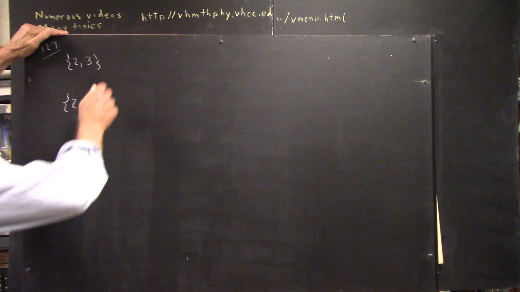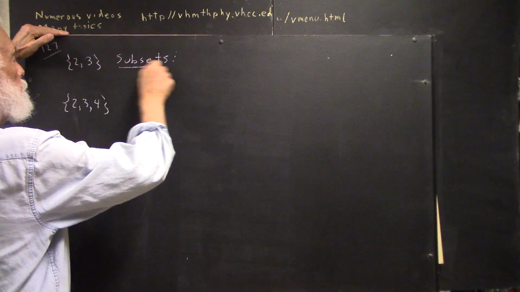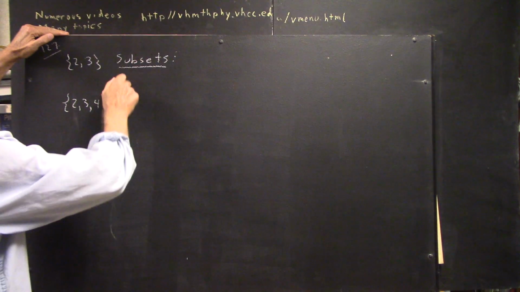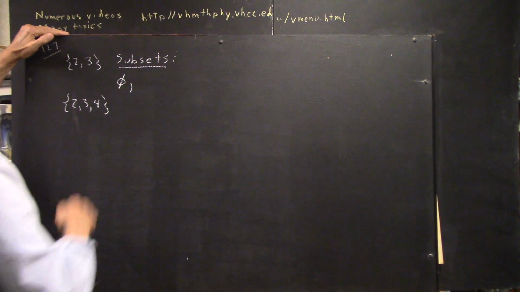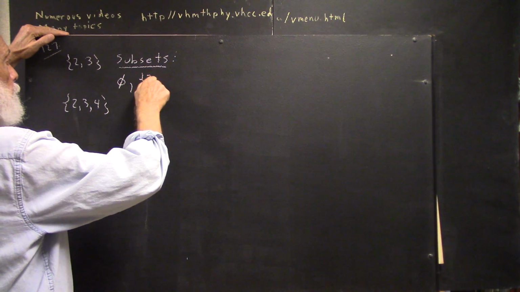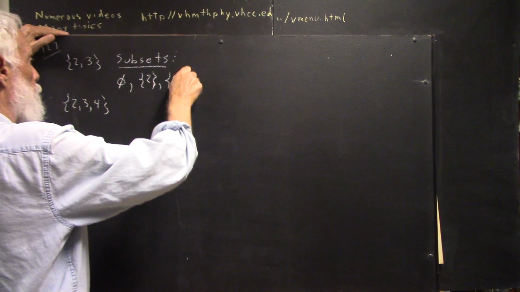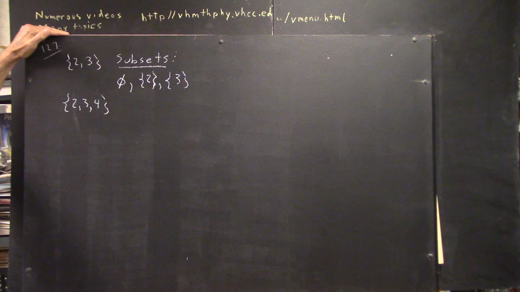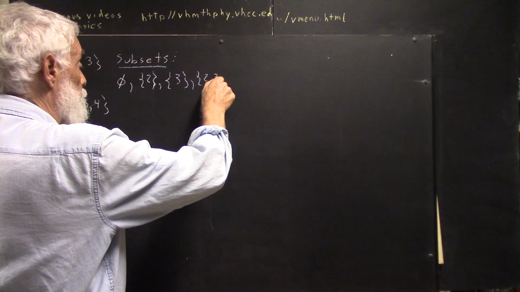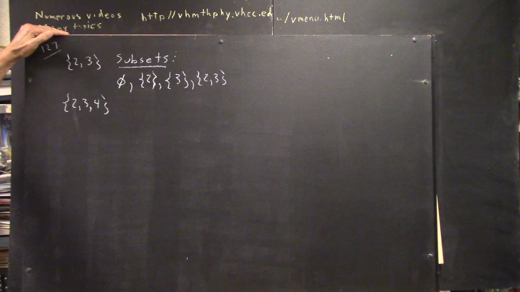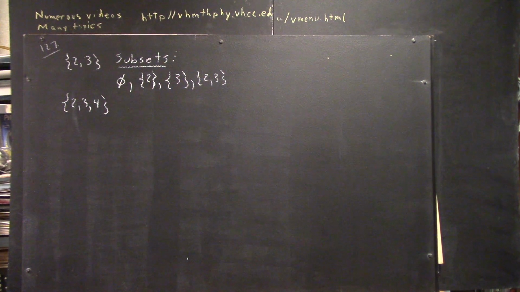Okay, so subsets. First of all, you have the empty set. Then you have the set consisting of 2 and the set consisting of 3. Okay, any other subsets? Well, yeah, you have the set itself, the set consisting of 2 and 3. Okay, now subsets of 2, 3, 4.